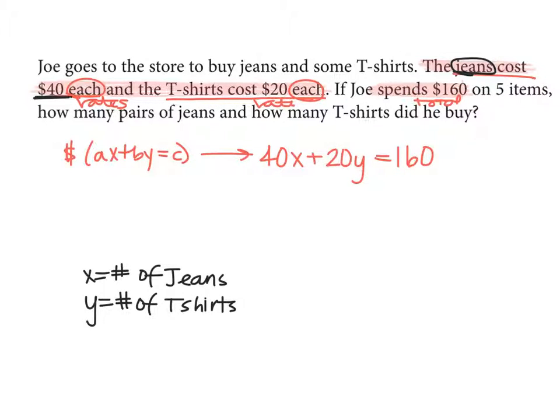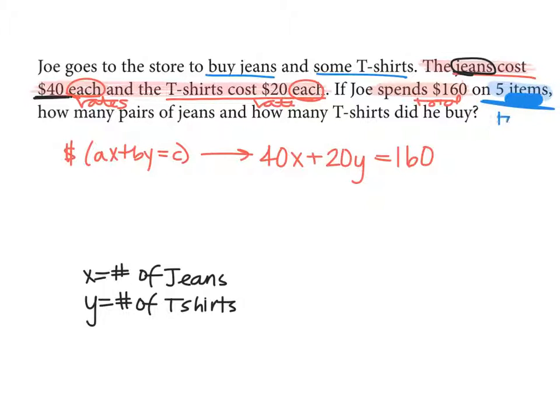All right, now let's go back and let me just help you make sense of how to find our next equation in here. The other piece of information they give me is that he buys 5 items. Because they're saying items total, that means I actually do know what my other variables are. He is buying jeans and T-shirts, and he's buying 5 things in total.